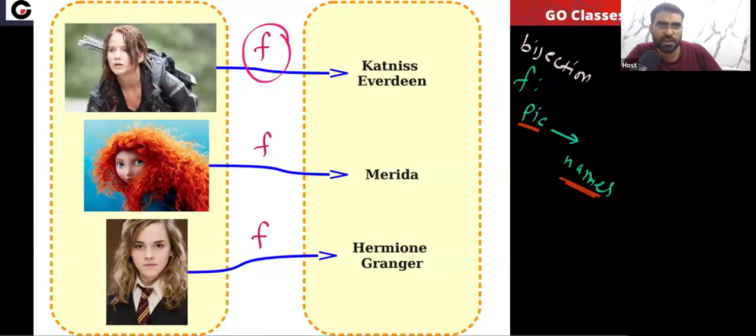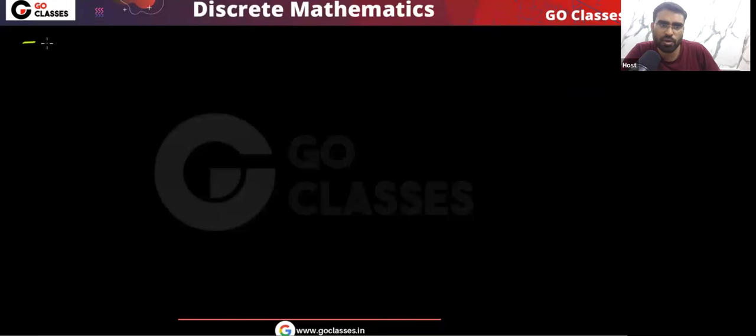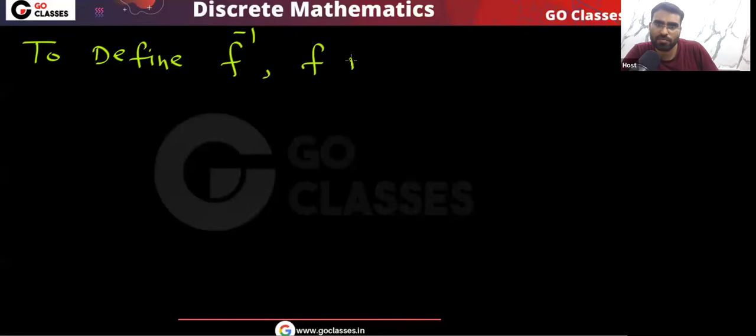Now you can notice this function f, what is it doing? It is mapping pictures to names. So this is a bijective function which is mapping pictures to names. But if I look at the reverse direction, that is from names to pictures, this reverse direction is called f inverse. Very simple. And remember, to define f inverse, f must be bijective.